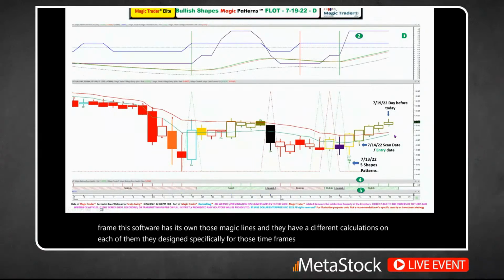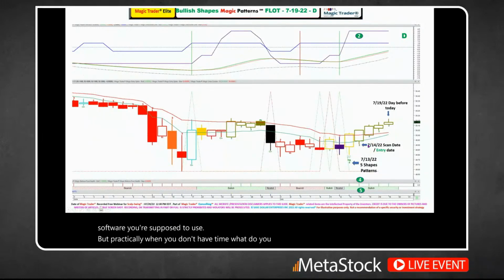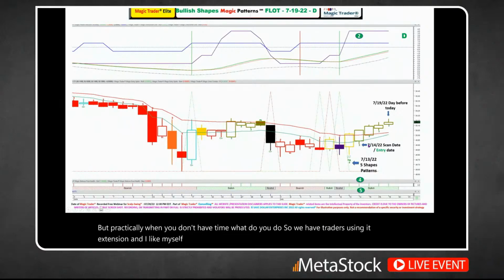But we could abuse them. There's flexibility, but you need to know what is also true. There are true magic lines in the software that you're supposed to use. But practically, when you don't have time, what do you do? We have traders using extensions. I like that myself, right? You've got to have some flexibility in your decisions.